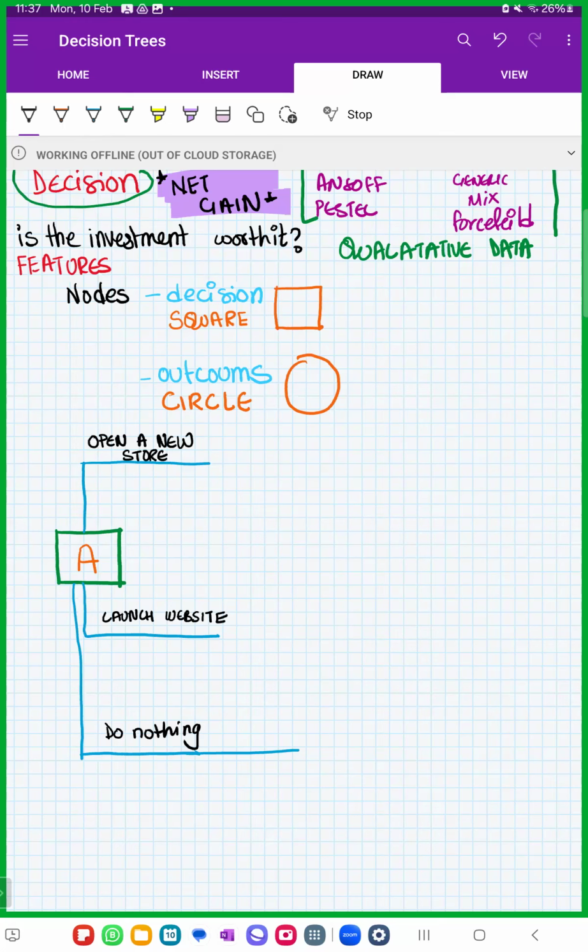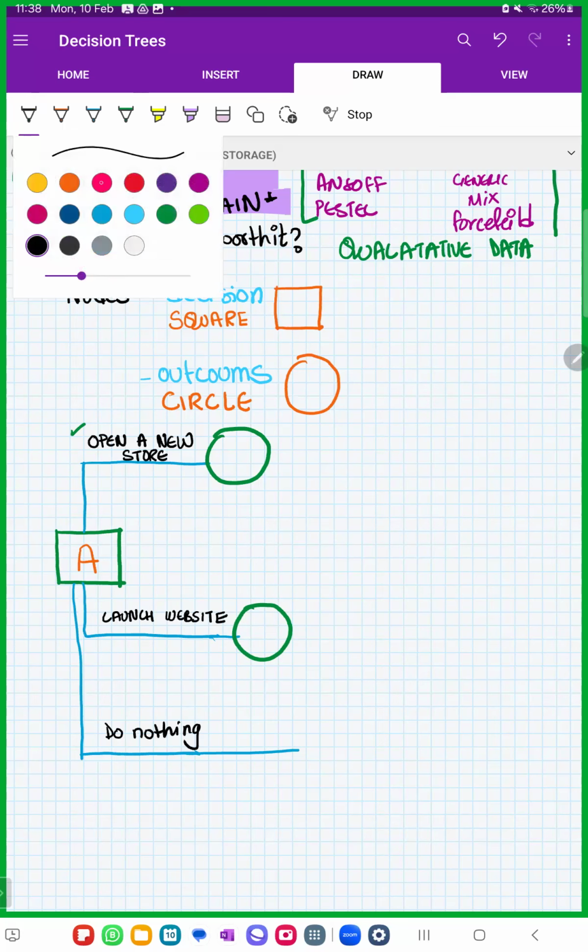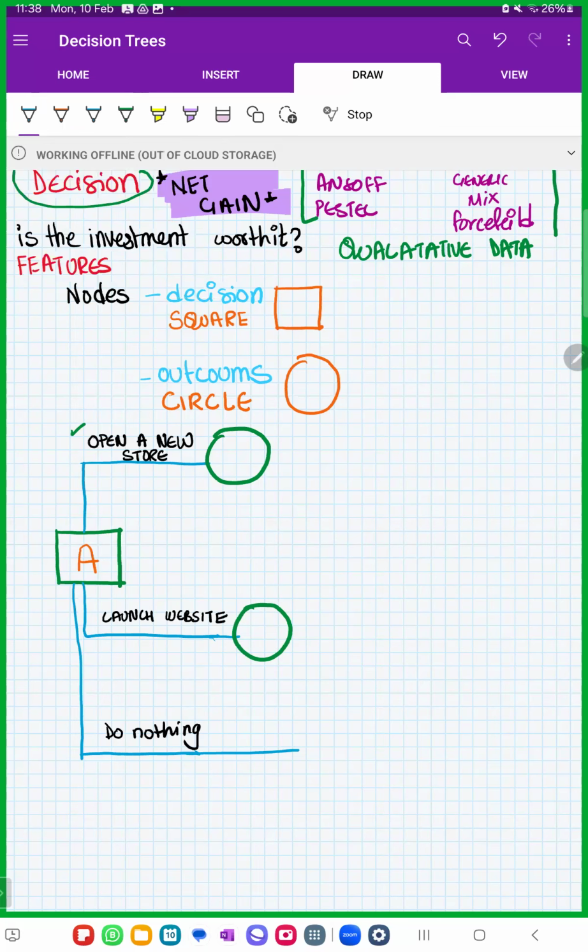Okay, I'm about to make the circles now. From this decision, there are going to be two outcomes. And from this decision, there are going to be two outcomes. If I do nothing, there will be no outcome. I will just be doing nothing. So if I decide to go ahead with option A, the two outcomes could be what?